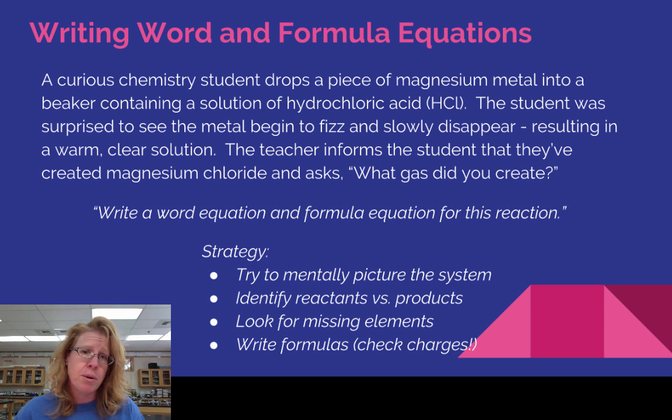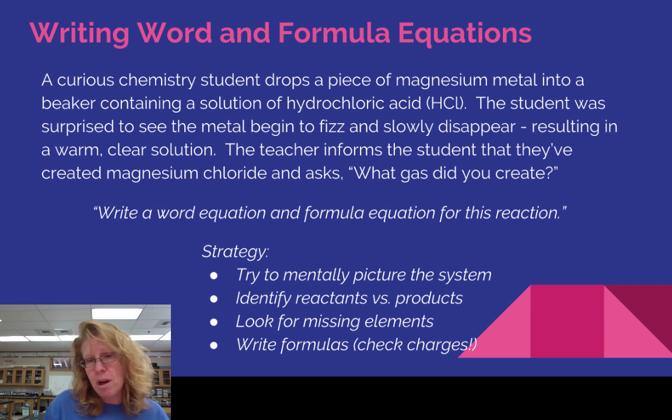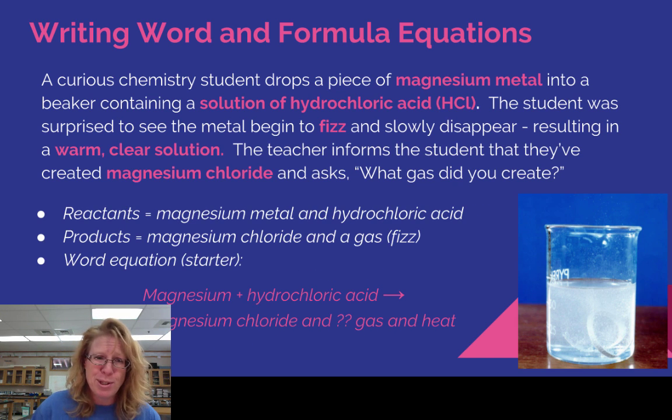Number two, try to look for word clues. What are the reactants and what are the products? What was there when you started, and then what was there when you're done, and what did they look like? The third thing is look for missing elements, just in case something is kind of left out, like in this case, what gas did you create? There's a hint that there's a missing element in there somewhere. And then you have to actually start writing the formulas out. This is using some of your old chemistry formula rules, so you have to balance your charges and all that kind of stuff. So let's take a look at how this one works out.